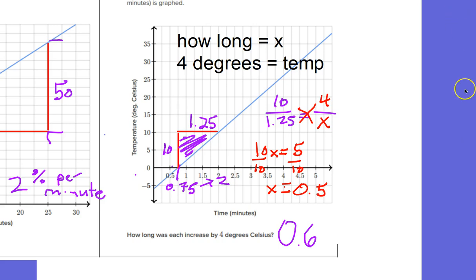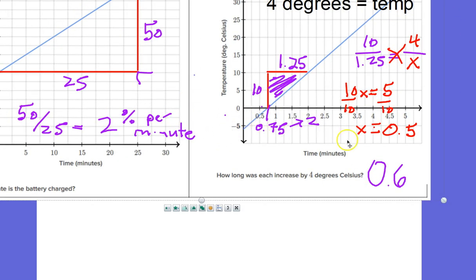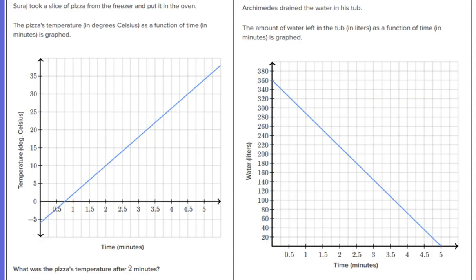Okay, next question. What was the pizza's temperature after 2 minutes? So here's 2 minutes. The temperature is right here. It was 10. I'm going to start speeding up a little bit. So at 2 minutes, it was 10 degrees.